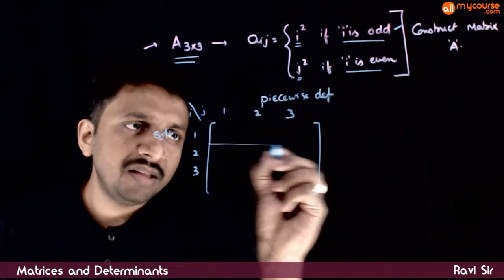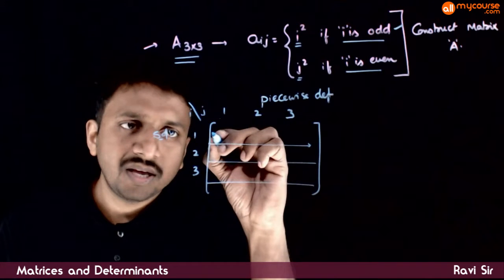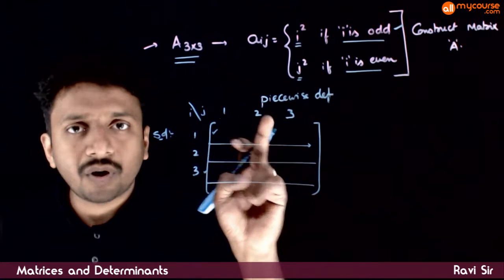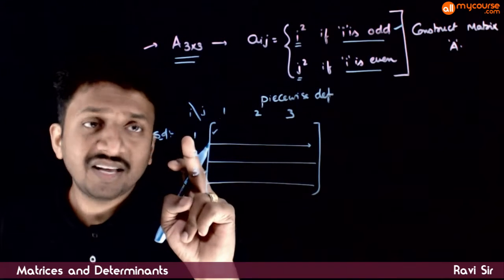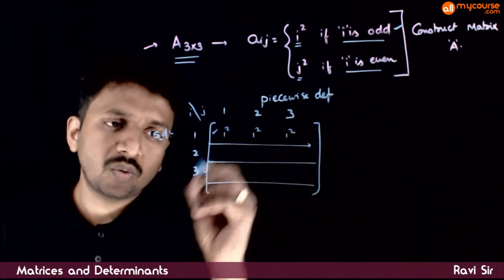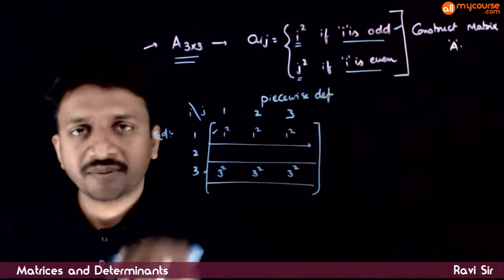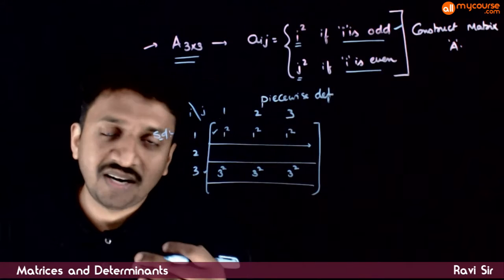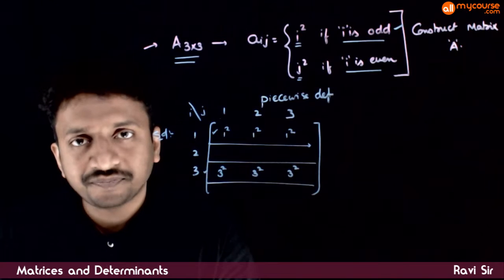So i is odd in the first row and in the third row. If you take 3 rows, in the first row and third row i is odd. So irrespective of what j is, the definition is i square. That is, 1 square, 1 square, 1 square, 3 square, 3 square, 3 square. So if i is equal to 3, whatever j is doesn't really matter. The number is always equal to i square.